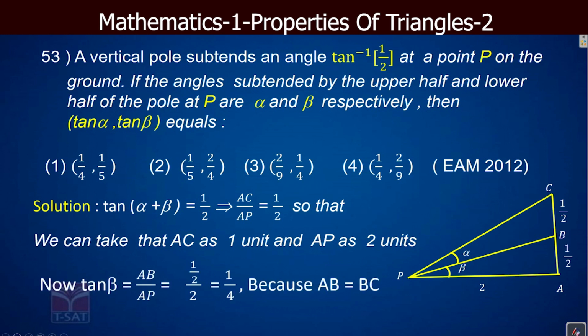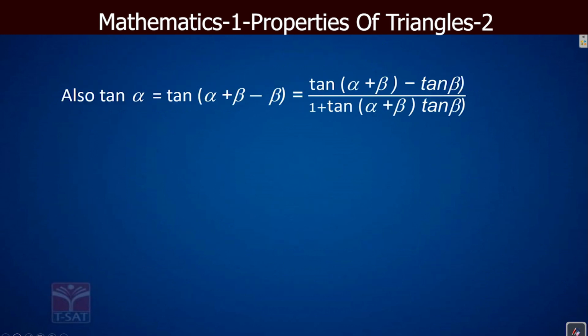Now tan beta is AB by AP, which is 1 by 4, because AB is equal to BC. And also tan alpha, you can write as tan(alpha plus beta minus beta), which is tan(alpha plus beta) minus tan beta by 1 plus tan(alpha plus beta) tan beta, a trigonometric formula.